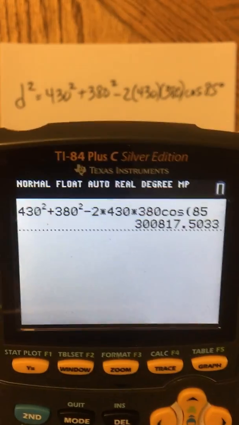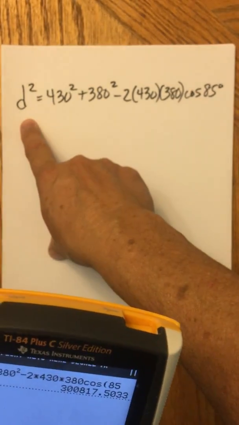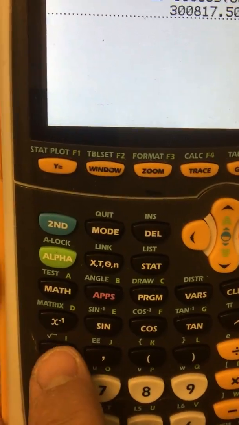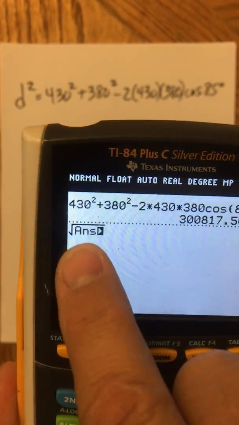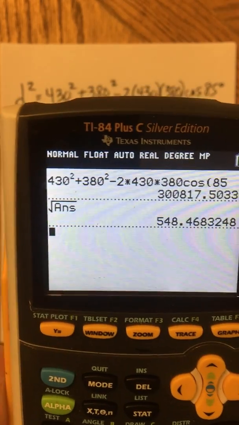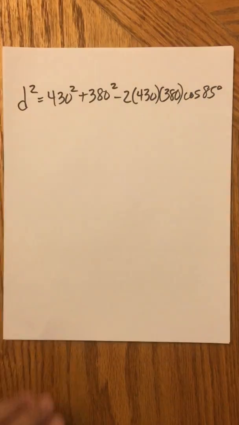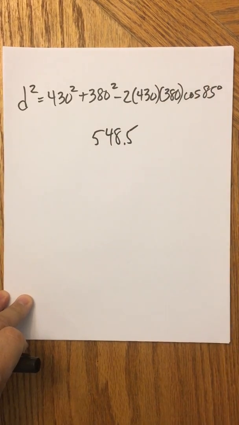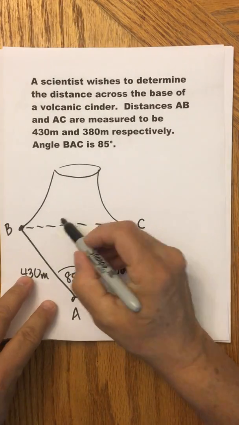Okay, now that's the square. That's d squared. So now I'm going to take a square root. So I'm going to do the square root of that answer. Essentially what I did is I brought down that answer in here. There it is, 548, let's say 0.5 meters. So you get 548.5 meters, and that's what would be here.